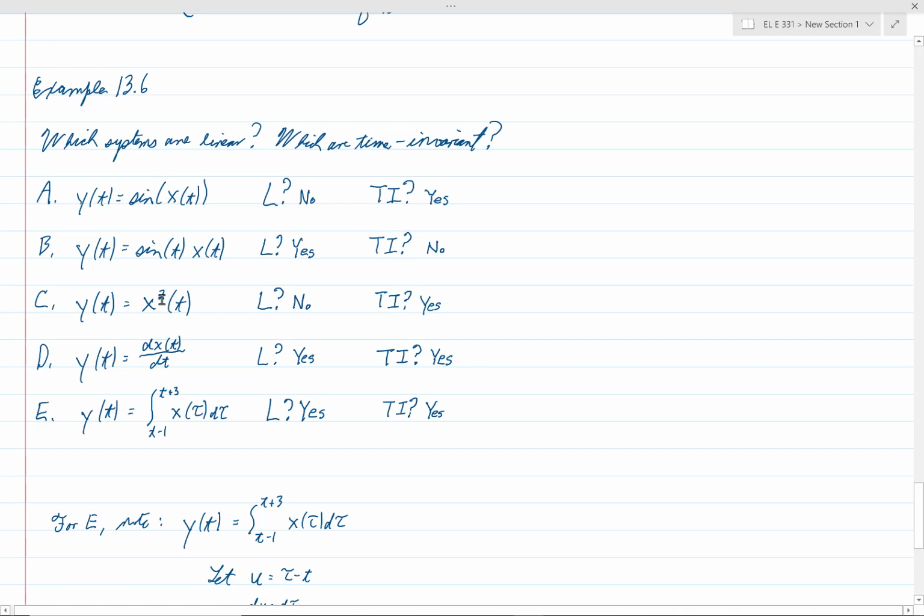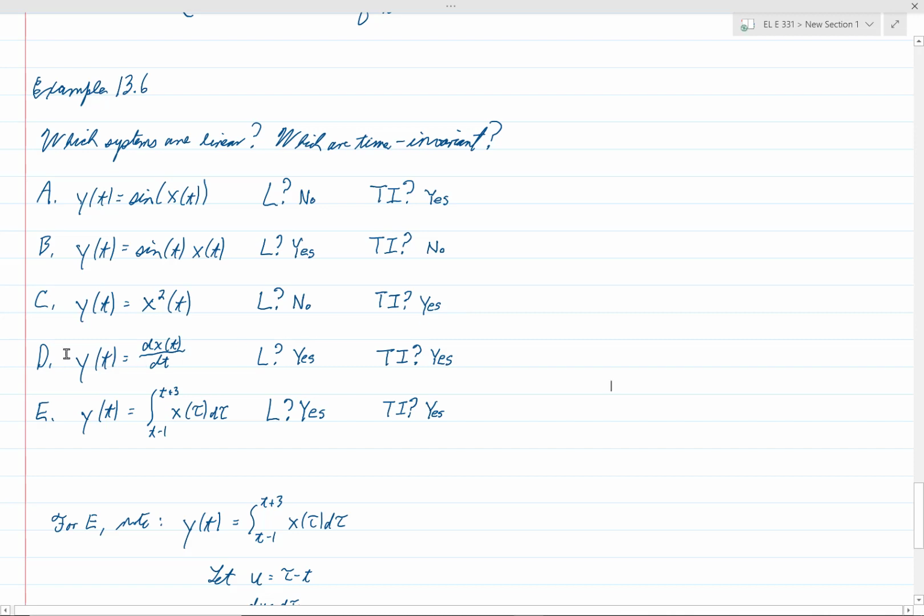Okay, moving to the next one, x squared of t. I think it's pretty easy to see that that one is not going to be linear, because if y1 is equal to x1 squared and y2 is equal to x2 squared, then you check and you say, well, is y1 plus y2 equal to x1 plus x2 quantity squared? Unfortunately, that's not true. There's a cross term. If we had x1 plus x2 here, we would get an x1 squared plus x2 squared, but we'd also have a middle term, a cross term of 2x1, x2. So this system is not linear, but it is time invariant.